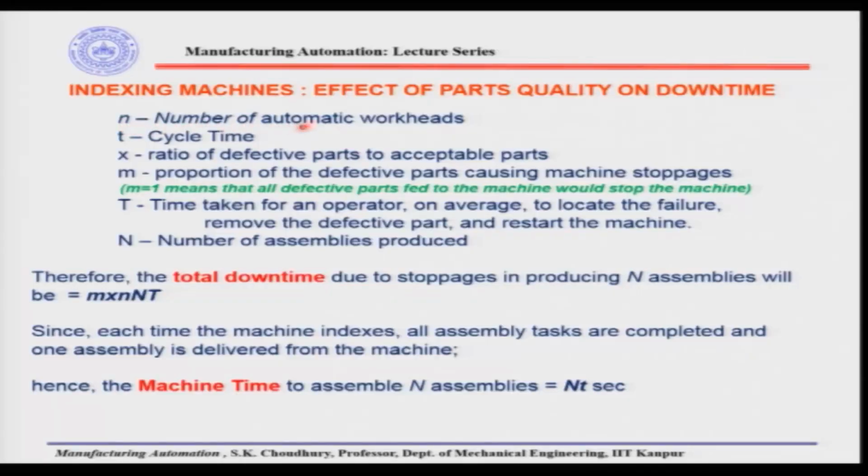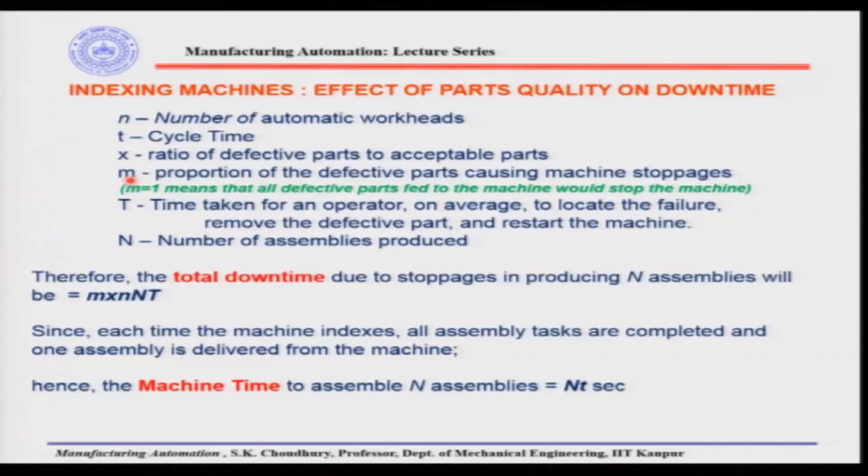Now, in this analysis, let us say small n is the number of automatic workheads, small t is the cycle time, x is the ratio of defective parts to acceptable parts. What does it mean? So, x, the ratio of defective parts to acceptable parts, actually gives you the quality ratio, that is, how good a part is, what type of quality the part will have. X is reflecting the quality level of the parts.